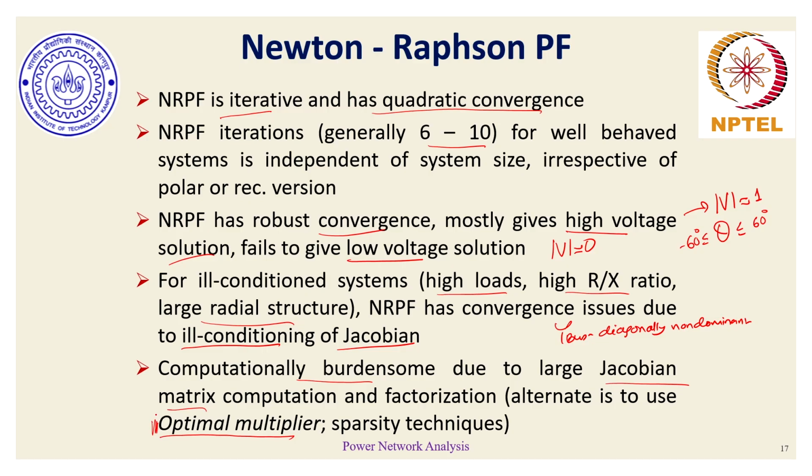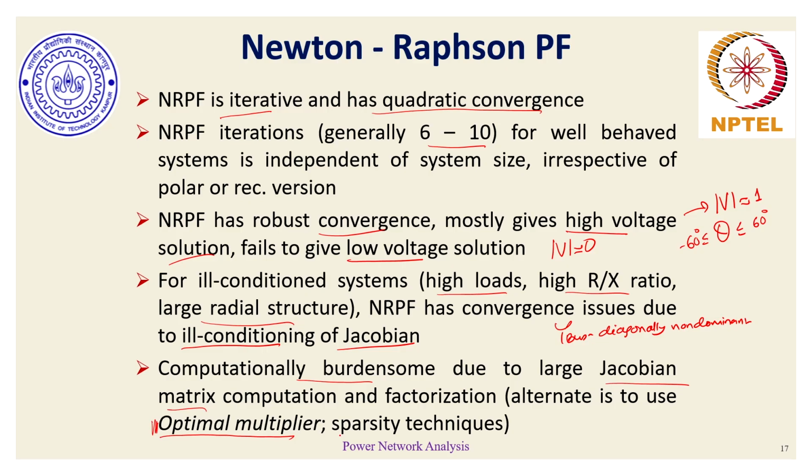In fact, with the use of the optimal multiplier, under certain operating conditions for a power network, the Jacobian needs to be factorized only once, at the beginning of the Newton Raphson technique, and the same factorized Jacobian can then be used to solve the Newton Raphson equation, be it in polar or rectangular version. That is one idea. When you limit the number of Jacobian factorizations, Newton Raphson, which is already fast, becomes even faster and can still give the same solution that it would have given with multiple factorizations of the Jacobian.